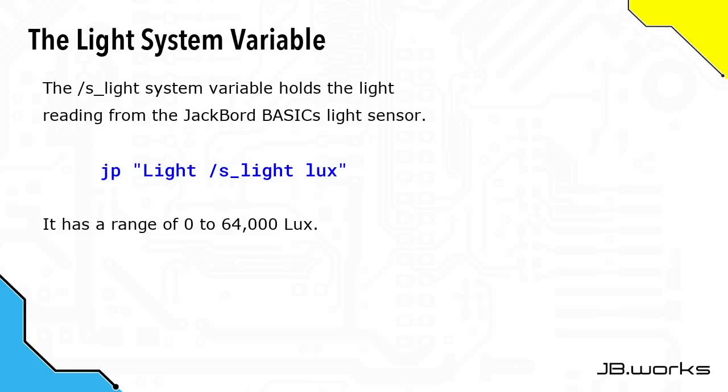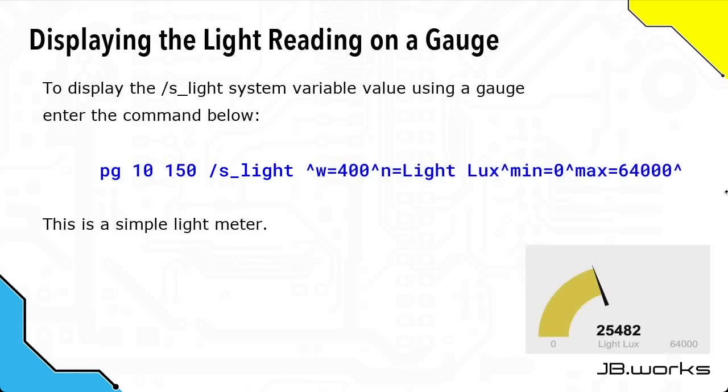And then we have the light, or S_light system variable. And this holds the current light reading from the JackBord's internal light sensor. And we'll use this in our gauge later on. And as we did in the last video, we used a gauge to display the value of the S_light system variable. And that's what this command is doing here. So the first version of our simple light meter is basically just going to run this command.